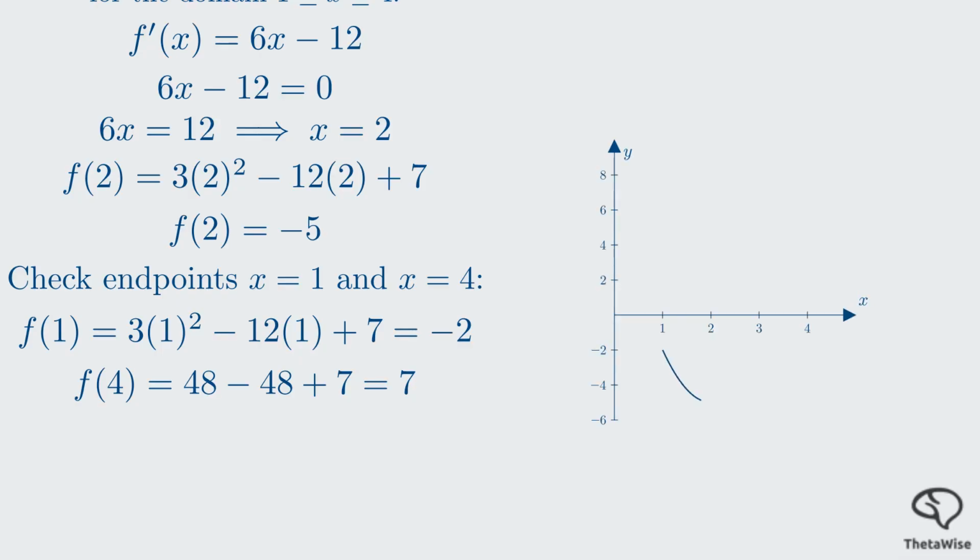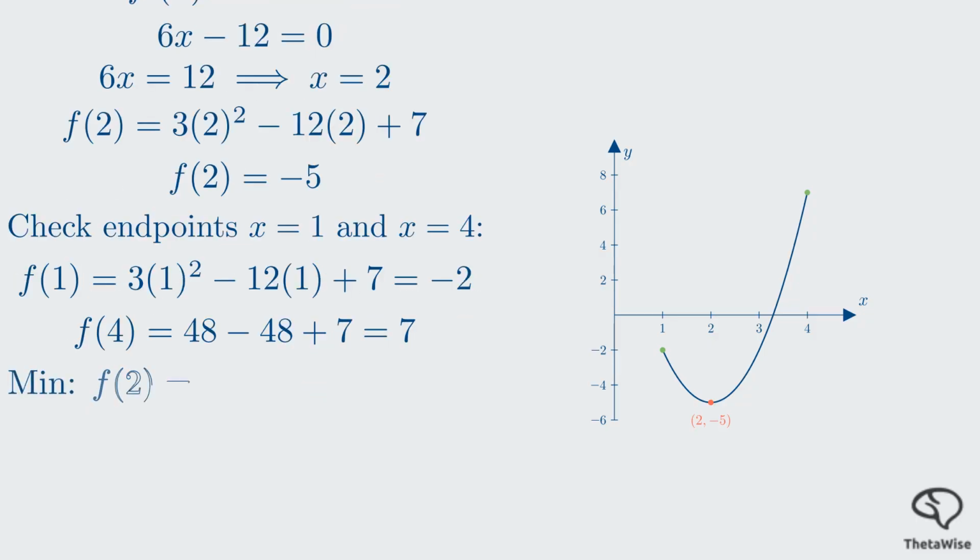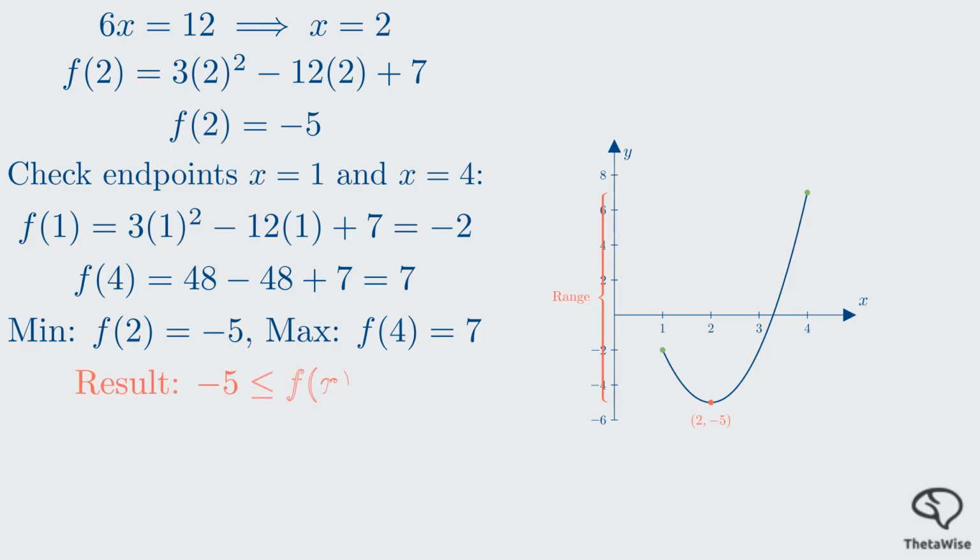Let's look at the graph. We have our vertex at (2, negative 5) and our endpoints at (1, negative 2) and (4, 7). Comparing the values, the lowest value achieved is negative 5, and the highest is 7. Thus, the range is f of x is greater than or equal to negative 5 and less than or equal to 7.